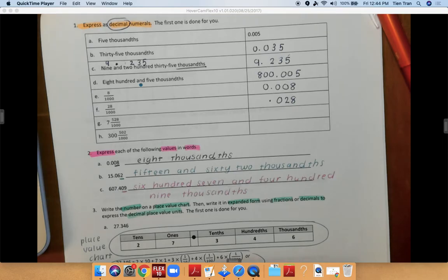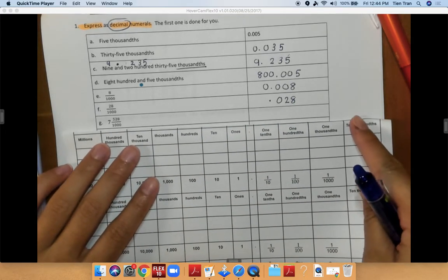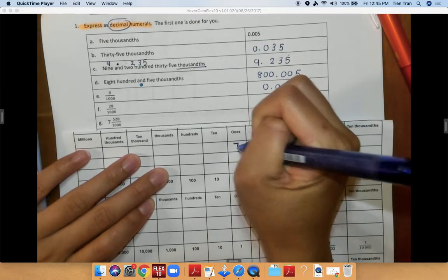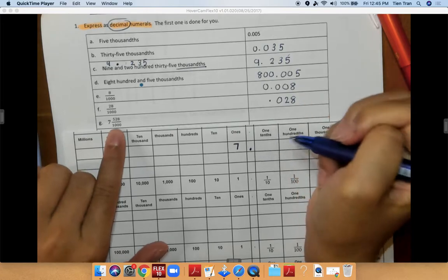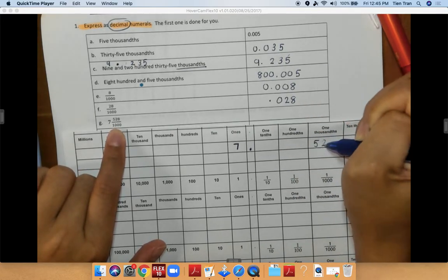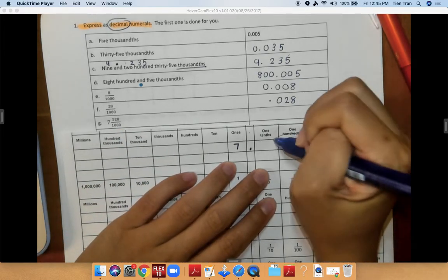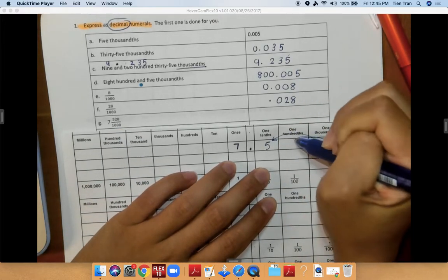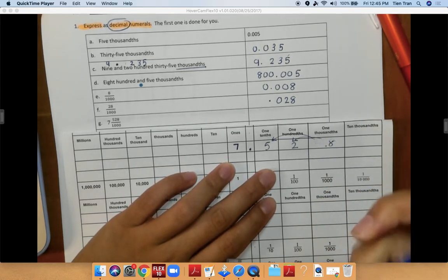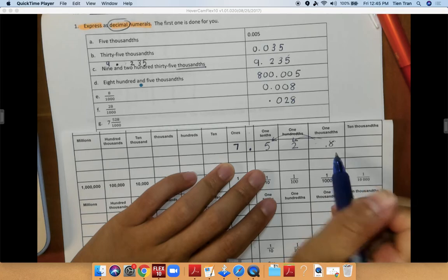When something is a whole number, it means that it always goes before the decimal. So that means that it is in the ones place, okay? And then we have 528 thousandths. So imagine if you have 528 thousandths right here. You're going to bump your 5 over here. You're going to bump your 2 right here. So the only number that belongs there is an 8. So you have 7 and 528 thousandths.